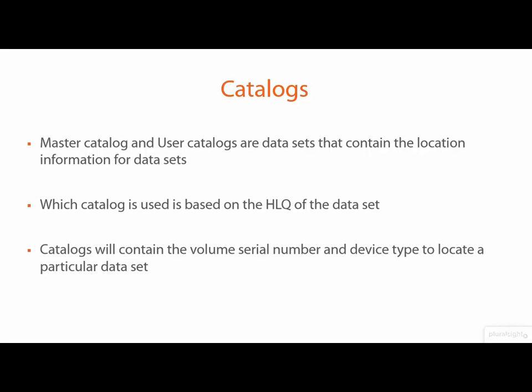The catalog information then is going to be driven by the high-level qualifier, and the information that is going to be recorded there consists of the device type and the volume serial number of where the data set is located. So this becomes a lookup point. So when we refer to a data set name in our JCL, the system checks the catalog, locates the name, identifies the device type and the volume serial number on which the data set resides, and assigns it to our job. That's the role of allocation when we specify these in our JCL.